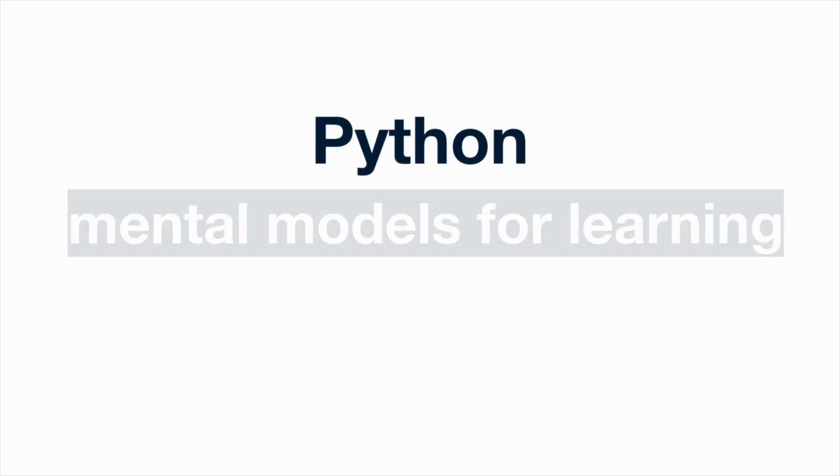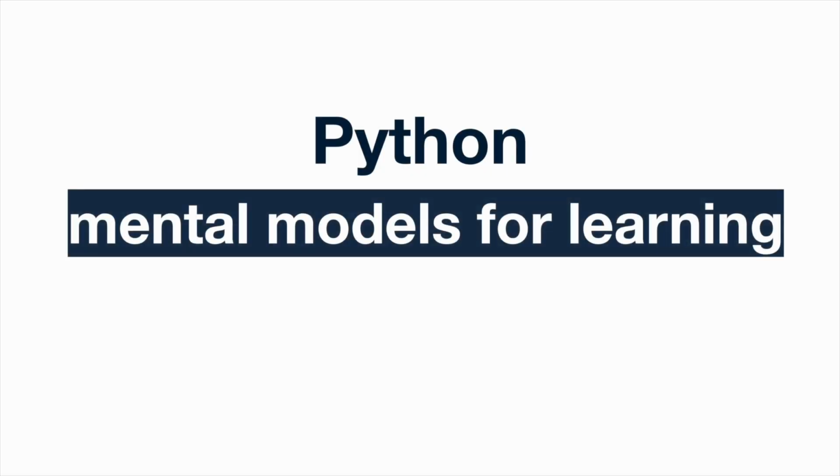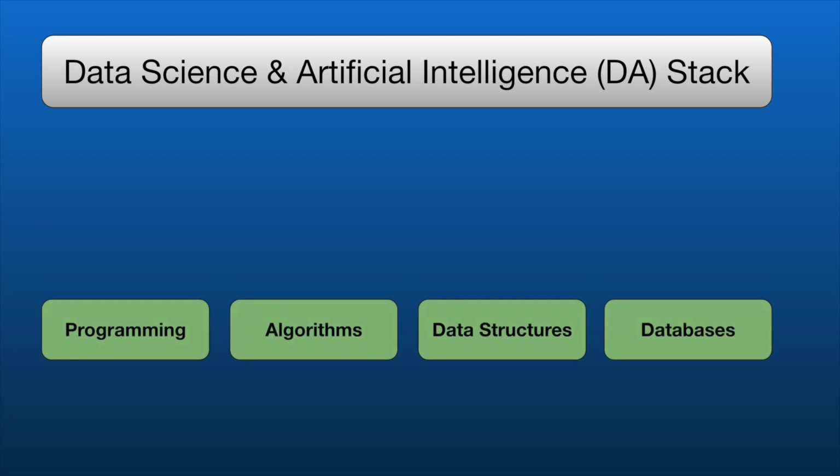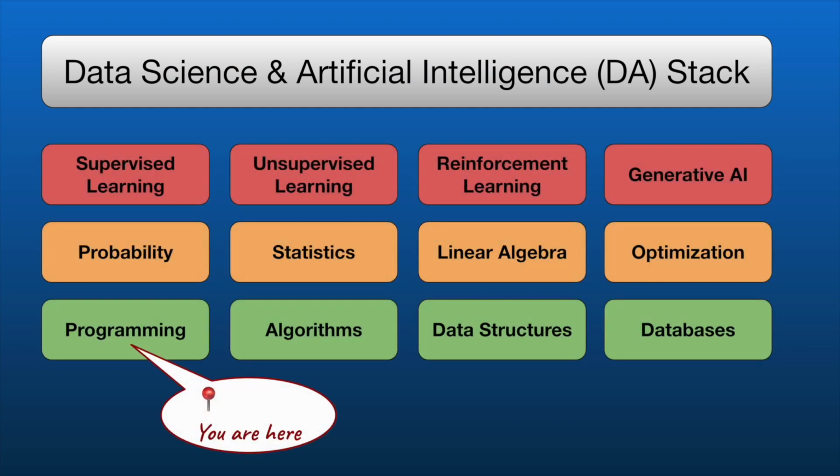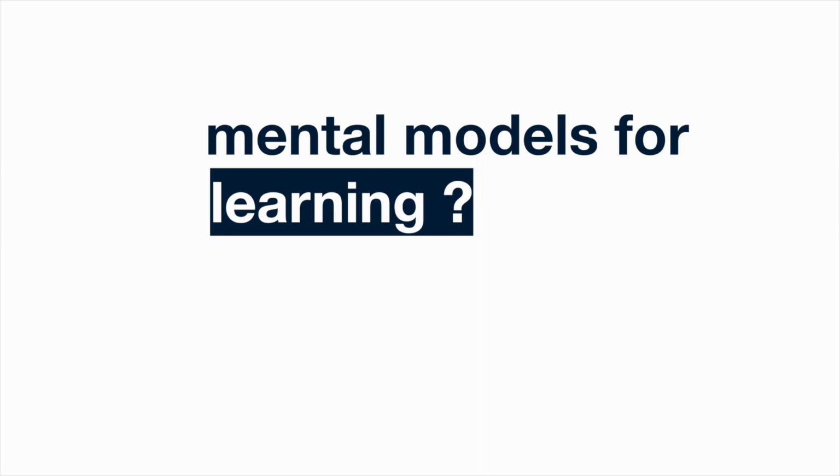As we start our journey on learning how to program, a natural question to ask is what could be, or what should be, the mental models for learning? I mean, how do we think about learning how to program in general, and let's say Python in particular? What would constitute the mental models for learning?